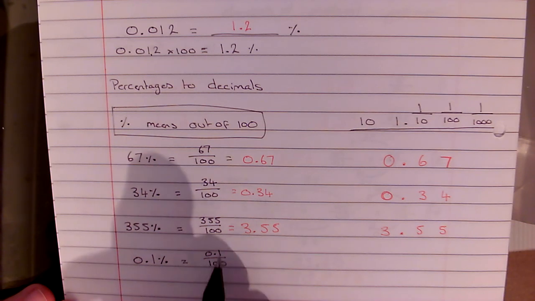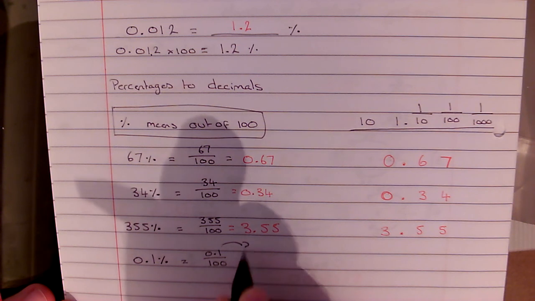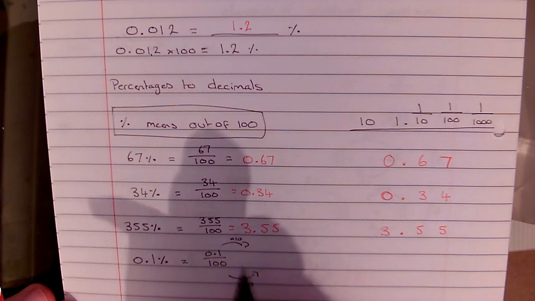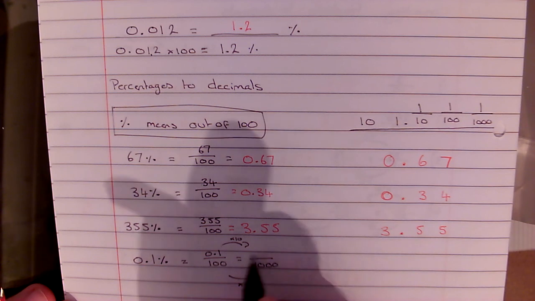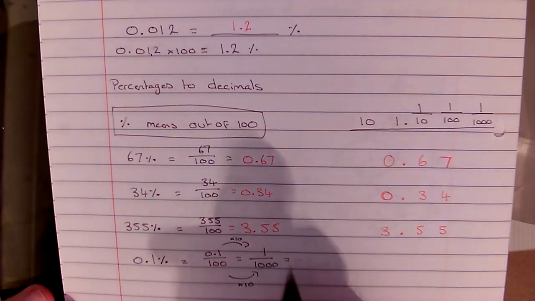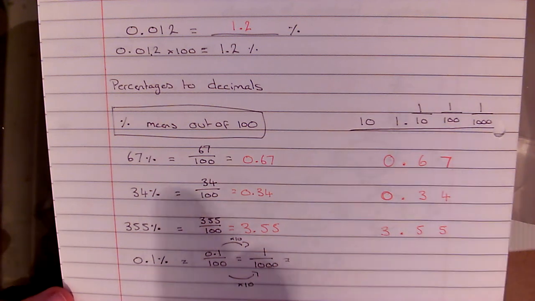So we need to make this top number a whole number, and if we multiply it by 10, we will get 1 at the top. But we also have to multiply the bottom by 10 as well, so it's now out of 1,000. The top number is now 1 out of 1,000. So let's put that in our grid over here.